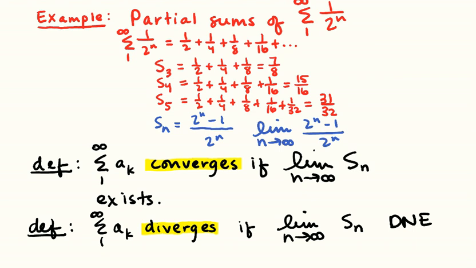Or you could even divide 2 to the n over 2 to the n, which would be 1 minus 1 over 2 to the n. 1 over 2 to the n is going to go to 0 as n goes to infinity. But either way, this limit is equal to 1. Okay, so we say that this sum converges to 1. And I'll have more to say about this when we talk about geometric series.